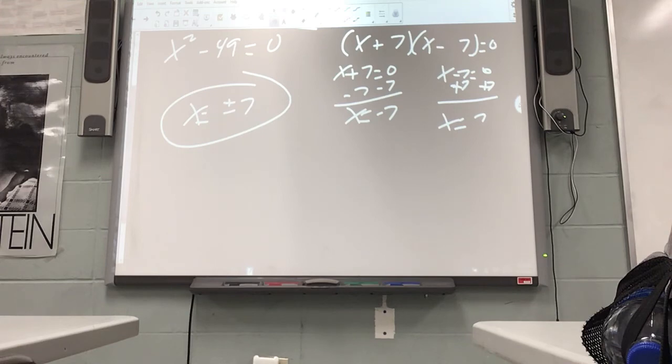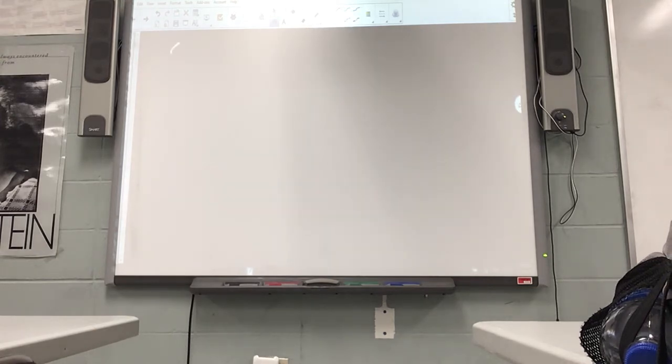And positive 7. Because when you set this one equal to 0, you'd have to add it, so it's gonna be a negative and a positive. Alright, let's look at one more. We got 4x squared minus 11x equals x minus 9.